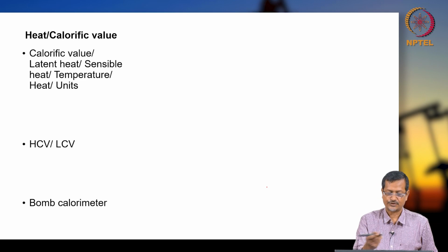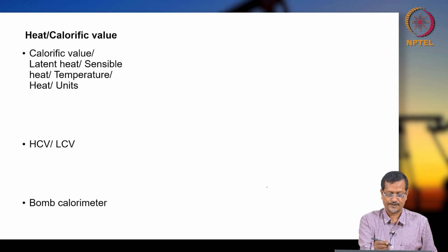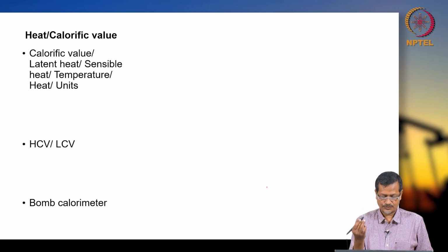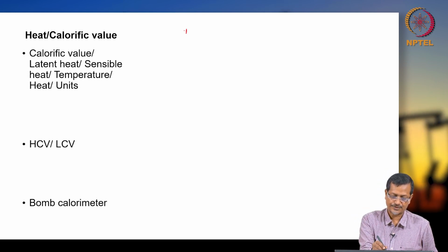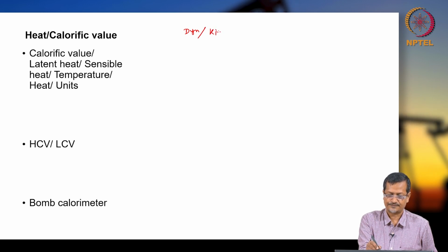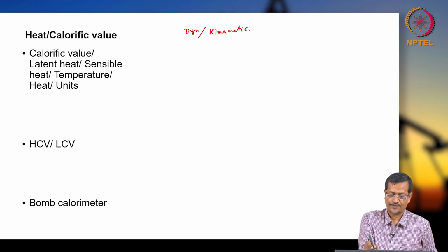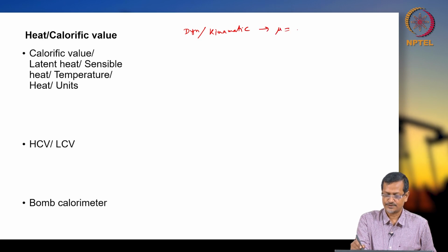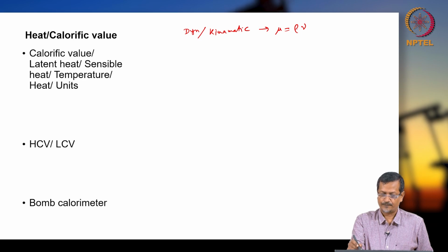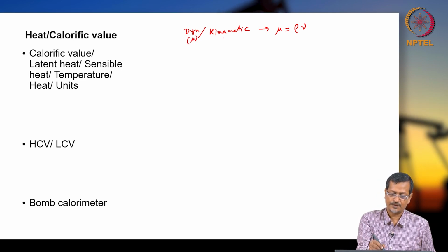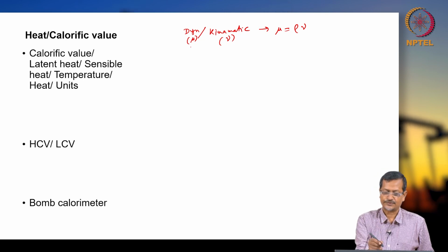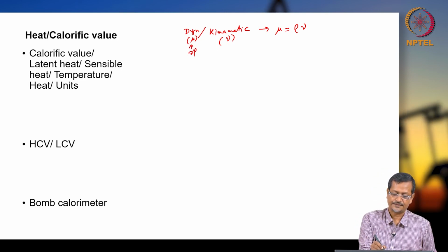In the previous slide, actually one more thing I forgot to tell you. When we were talking about viscosity, there are actually two types of viscosity: dynamic viscosity and kinematic viscosity. The relationship is that mu equals rho nu. Dynamic viscosity is mu and kinematic viscosity is nu.